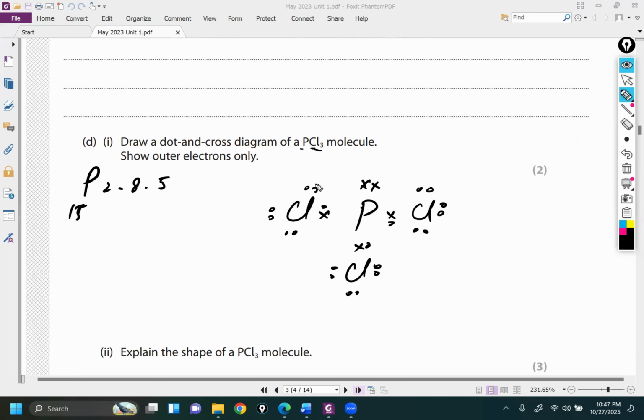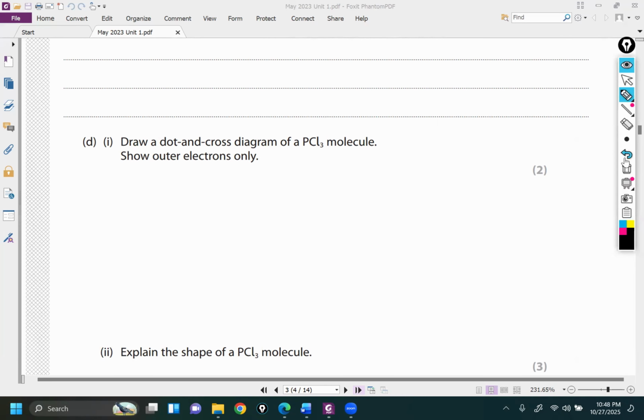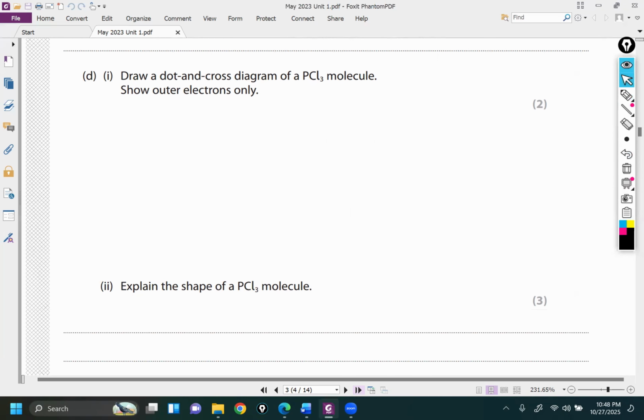Please don't make mistakes in drawing the dot and cross model. First of all, you have to decide whether the given compound is a covalent molecule or an ionic compound, or whether there is a dative covalent bond. They definitely give some hint. Here they give you a molecule, so be sure it is covalent. So never go for the ionic.